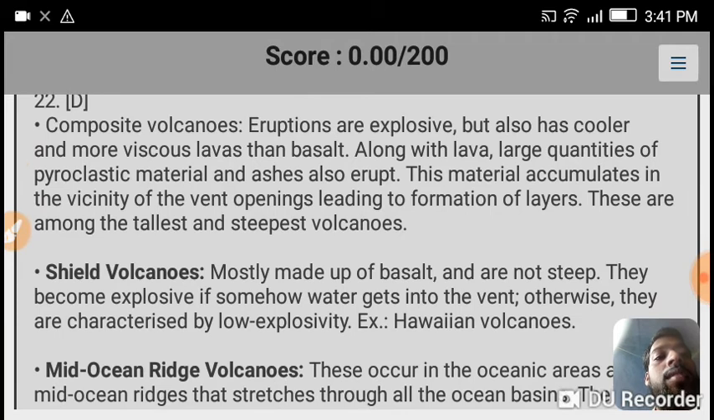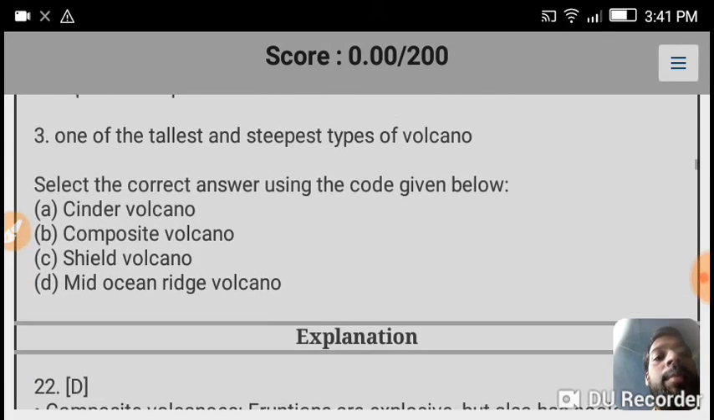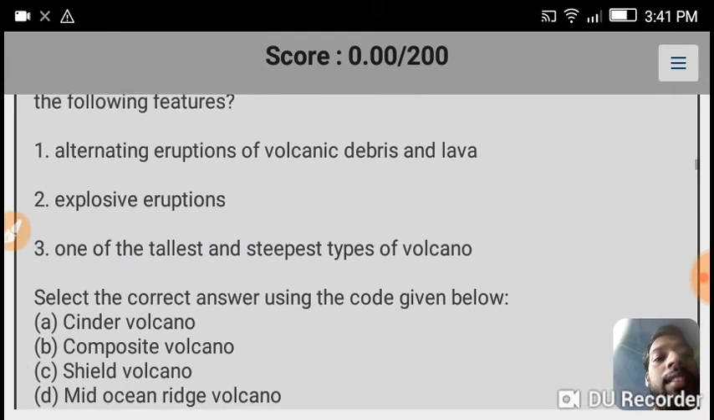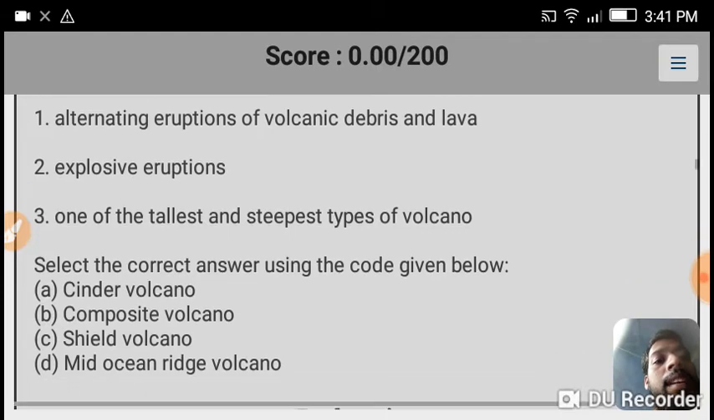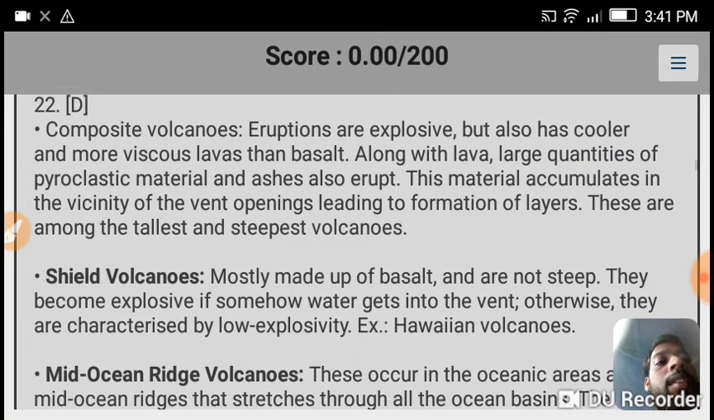So composite volcanoes, not the others like cinder cone, shield cone, but it is the mid-oceanic ridge. Alternating eruption of volcanic debris and lava, explosive eruption, and one of the tallest and steepest volcanoes. Composite volcano eruptions are explosive, but also have cooler and more viscous lava than basalt.